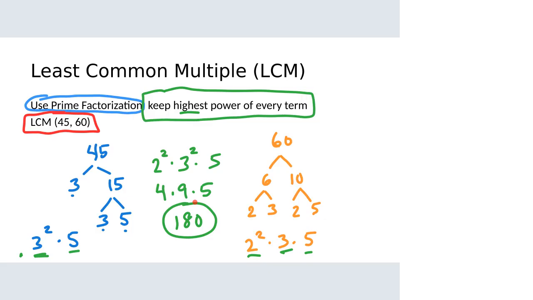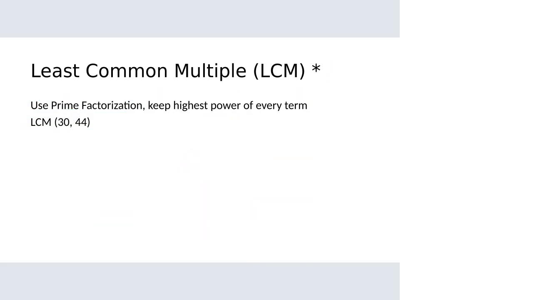The key here is the difference between this and greatest common factor is in that green box. Here we want to keep the highest power of everything we see. Okay, here goes. Find the least common multiple of 30 and 44. I'll set up a poll for this one so you can try it.